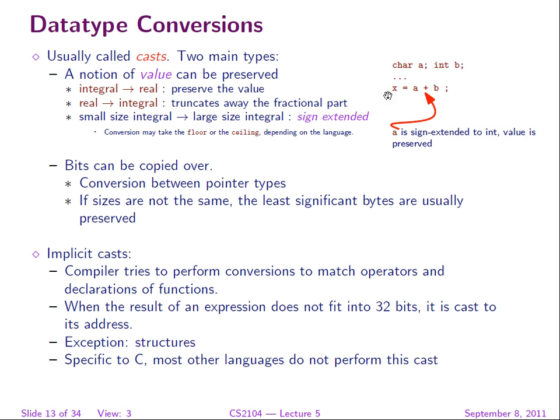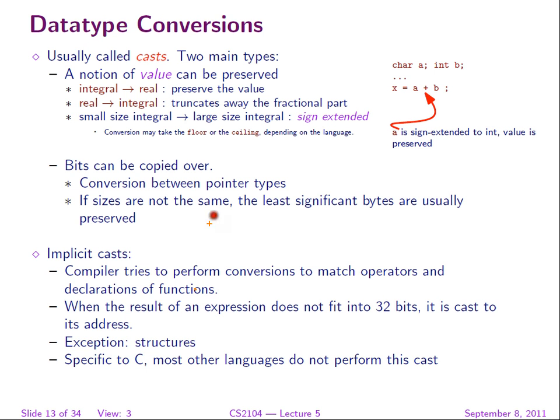Similarly, if we have a char and an int, we don't know how to add a char and an int, but we know how to add either two chars or two integers. So the compiler will come and say the char is lower on the type hierarchy than int. So char can be converted into int. The compiler will figure that out and convert the a to an int and then perform the addition. The conversion between char and int is going to be by sign extension. And it's relatively easy to do that.